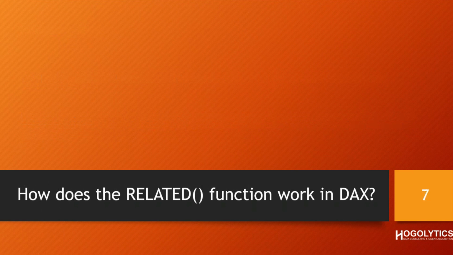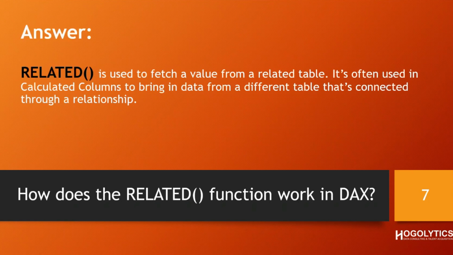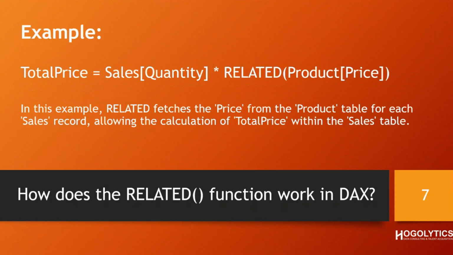The next question is, how does the RELATED function work in DAX? RELATED is a function used to fetch a value from a related table. It's often used in calculated columns to bring in data from a different table that's connected through a relationship. In this example, RELATED fetches the price from the product table for each sales record, allowing the calculation of total price within the sales table.